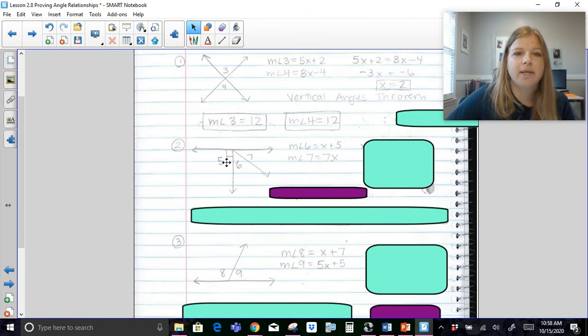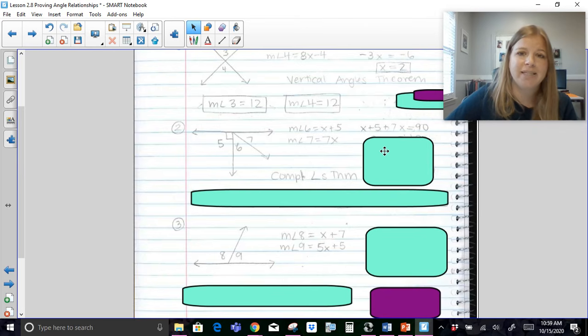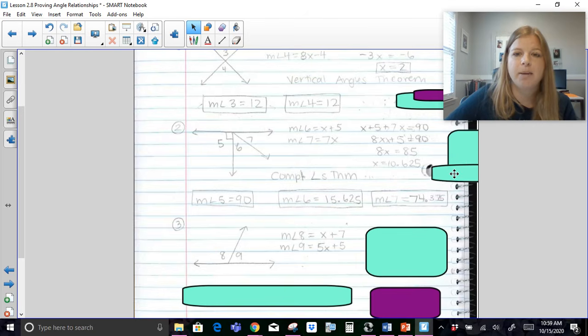Looking here, we should see that we have a right angle. So the measures of angle 6 and 7 form a right angle. So that is going to be your complementary angles theorem. When two angles form a right angle, then they're complementary to each other. If they're complementary, they add up to 90. So x plus 5, which is the measure of angle 6, plus 7x, which is the measure of angle 7, would add up to 90. I would do my basic calculations, and you end up getting 10.625 for x. If I wanted to know the angle measure, though, I would need to go back and plug that in, and I would be able to get all of my actual measures.